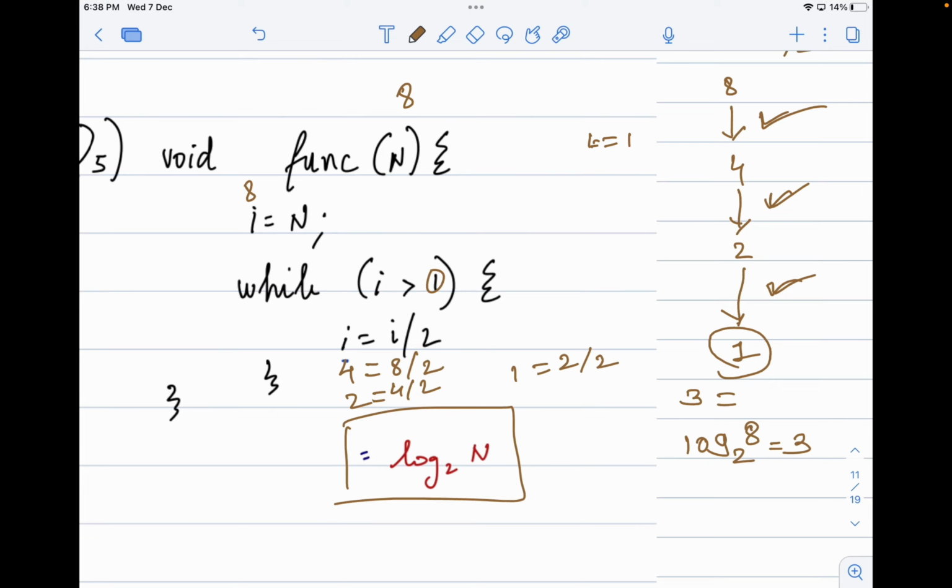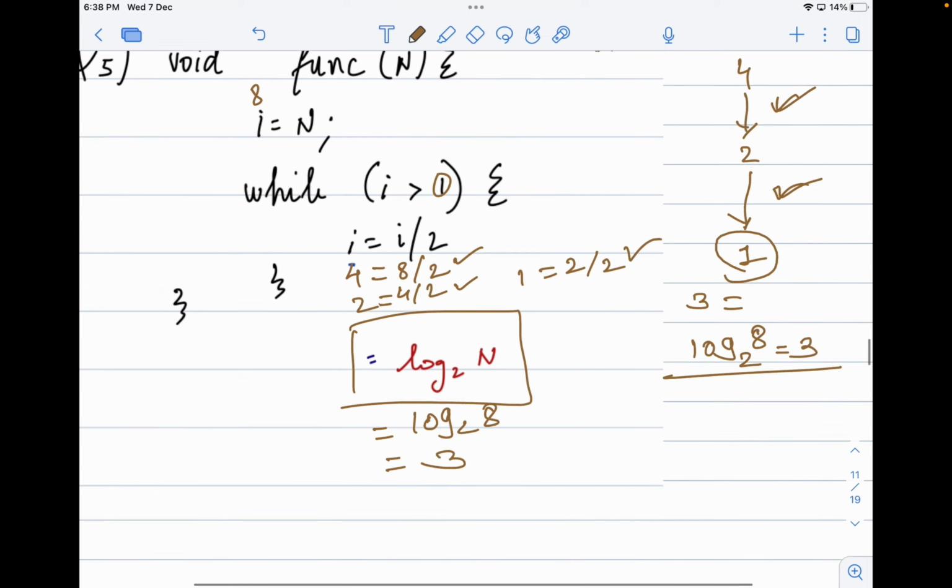So how many iterations did it take? See, first it came 1, 2, 3. So just put this: log 2 of 8 is nothing but, as I said, 3. How many iterations is it taking? 3 iterations. Now put any number.